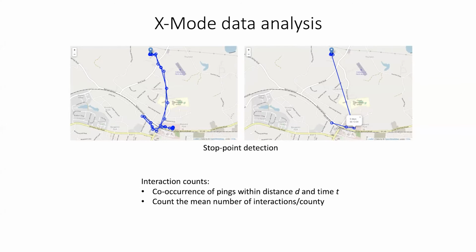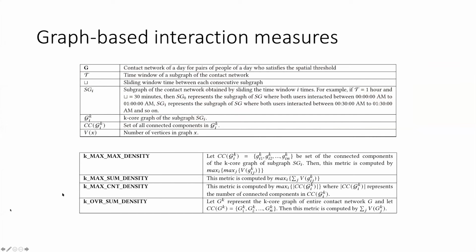Then once we have the interactions, we can compute a lot of graph-based interaction measures. So we look at a sliding window over time, and we say within this time window, let's construct the graph of users who are interacting with each other. And from that, we can derive a number of measures, like the number of connected components in the graph, the number of k-cores on the graph with a certain k, and the highest degree in the k-core, or the total number of edges in the k-core, and so forth.